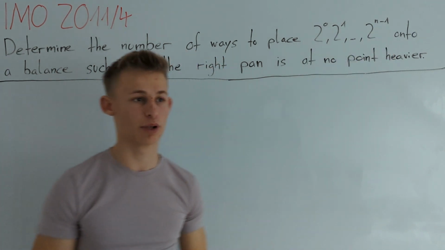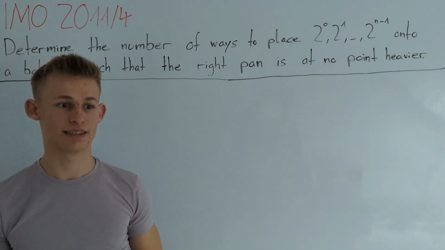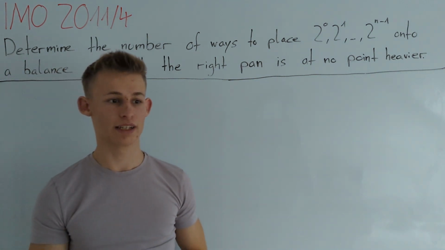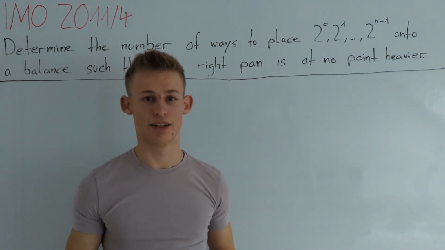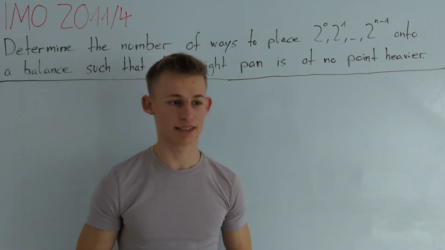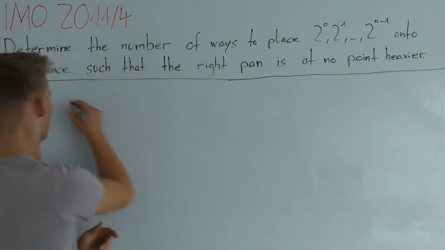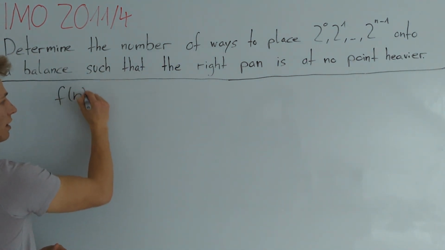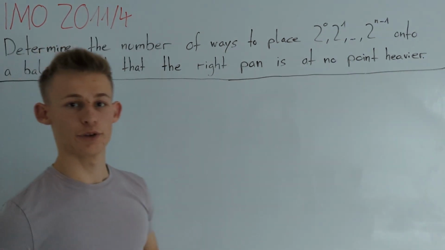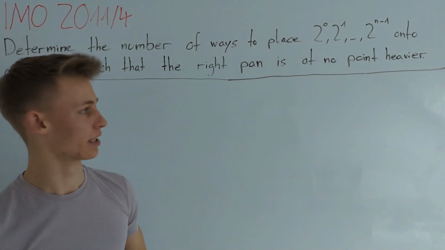Now we want to place them one after another onto a balance in such a way that the total weight on the right pan is never heavier than the total weight on the left pan. Our task is to determine the number of ways, I call it f of n, in which we can do this. At first I want to make an example to make the problem statement more clear.